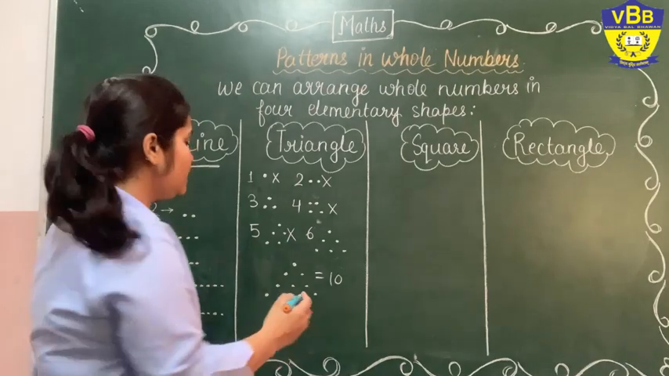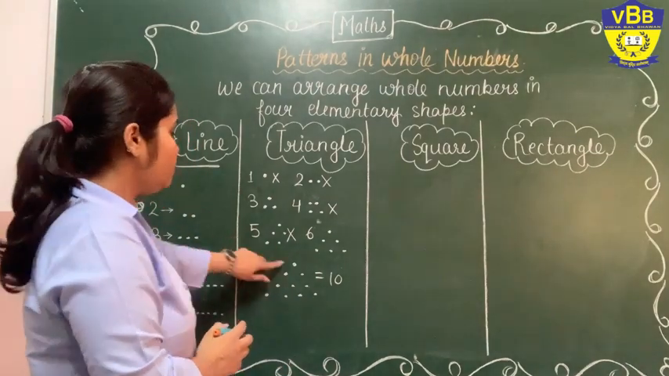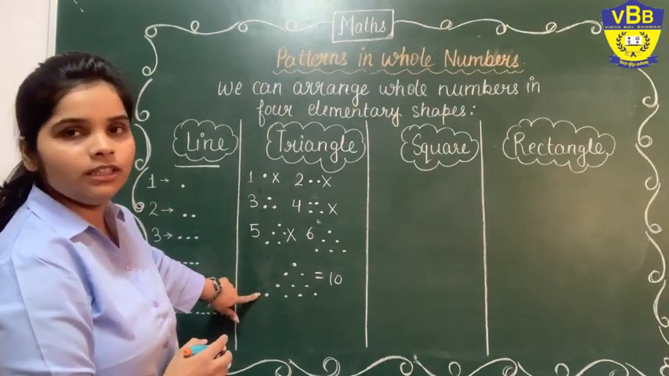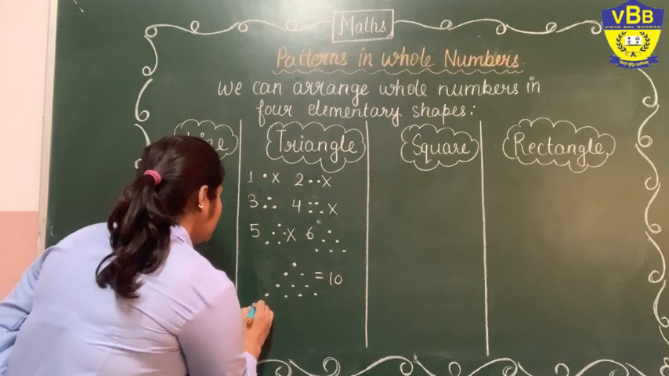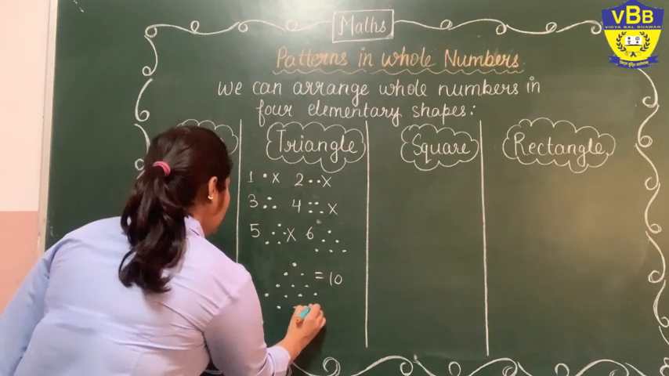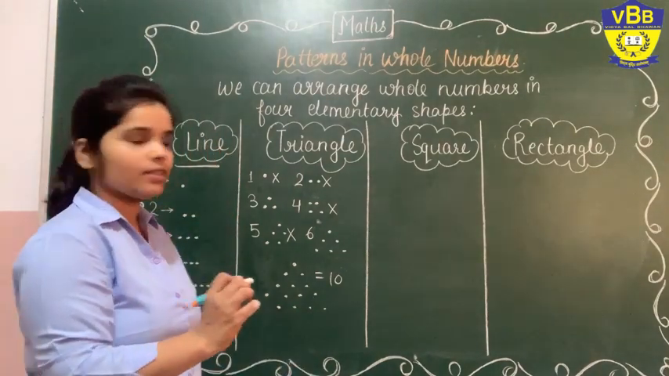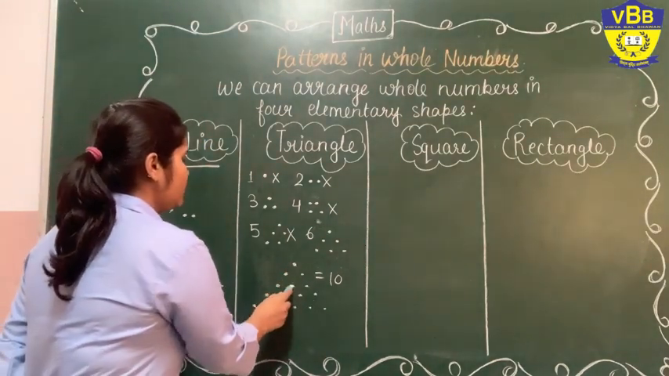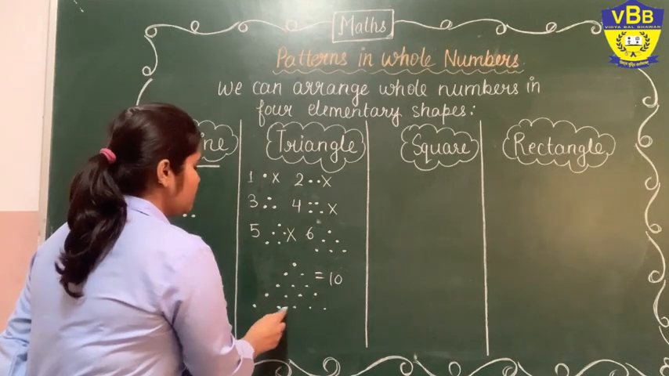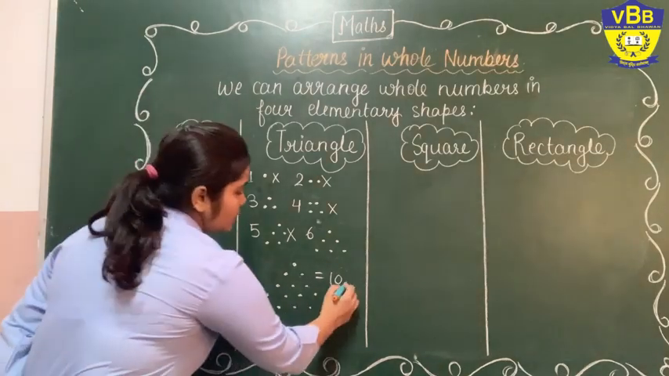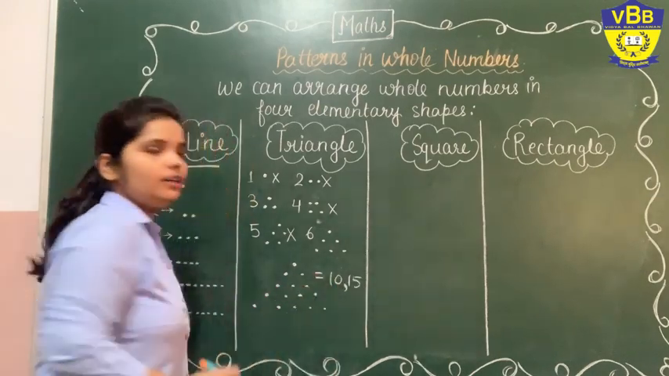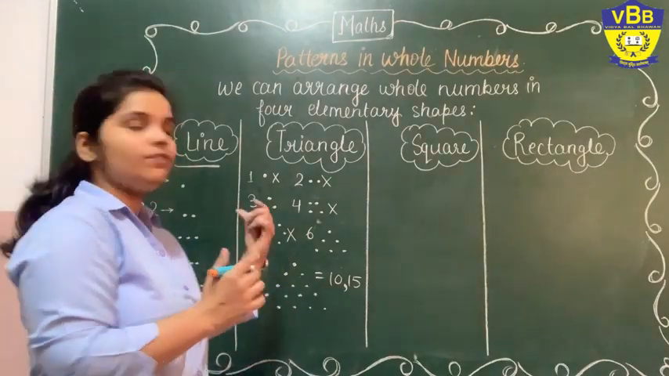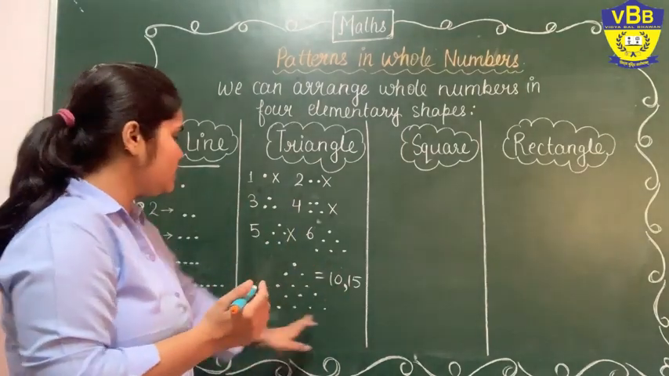After 10, what will be the next triangular number? Look, 1 dot in the first row, 2 dots in the second row, 3 dots in the third row, 4 dots in the fourth row. The fifth row requires 5 dots. How many dots are there in total? 1, 2, 3, 4, 5, 6, 7, 8, 9, 10, 11, 12, 13, 14, 15. So after 10 it is 15. 15 is the number required. 15 dots are required to make this triangle.